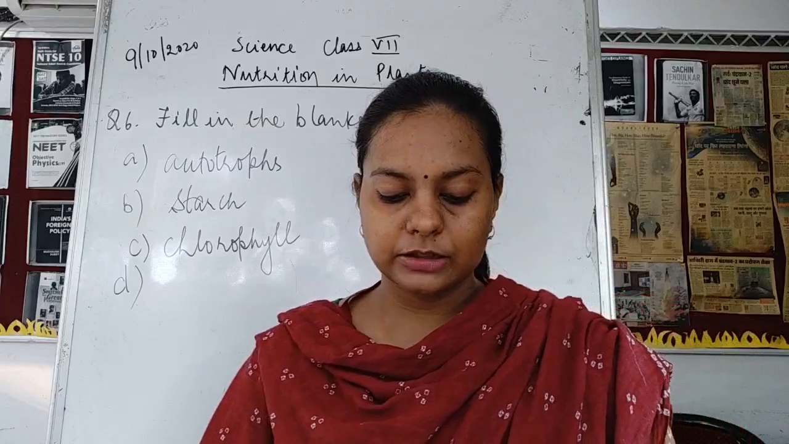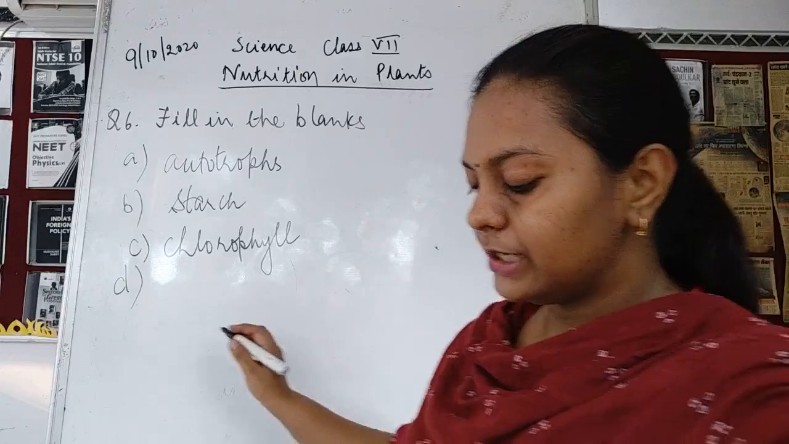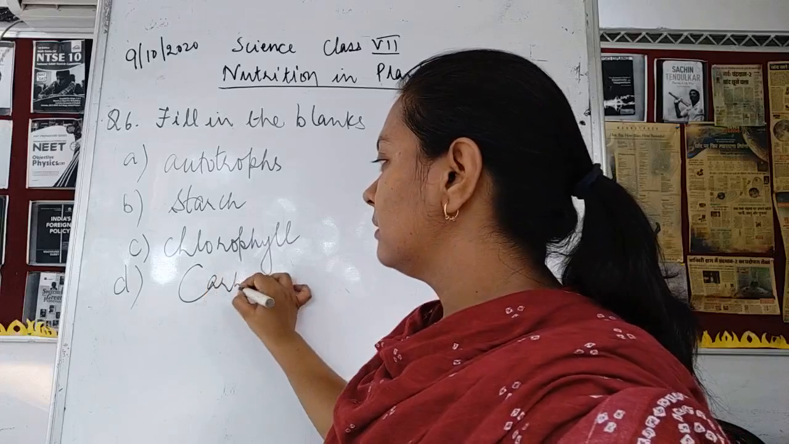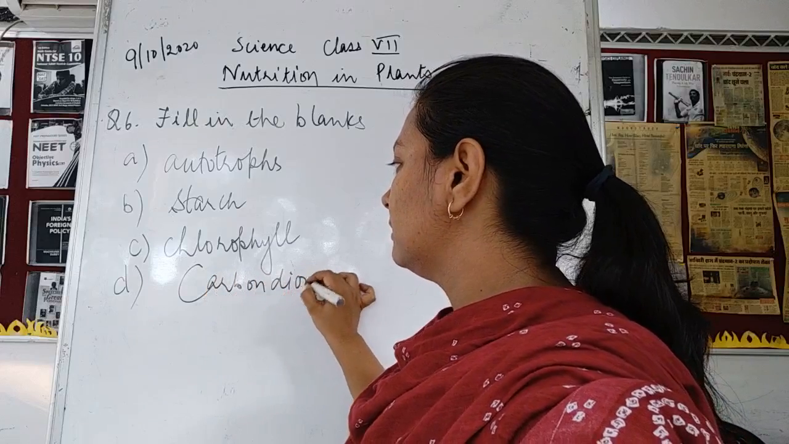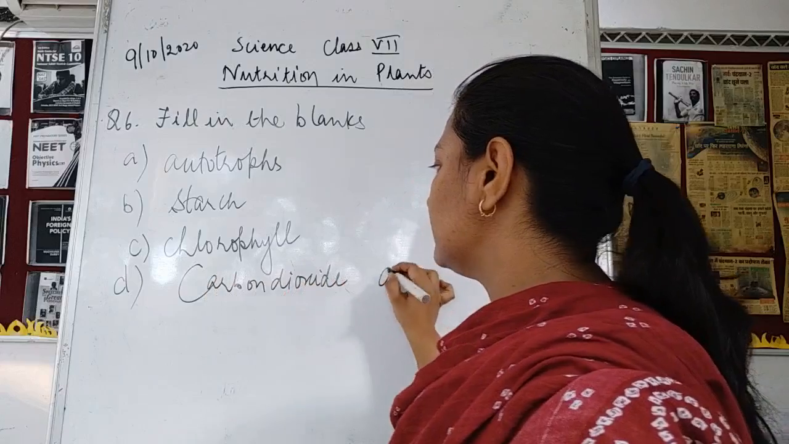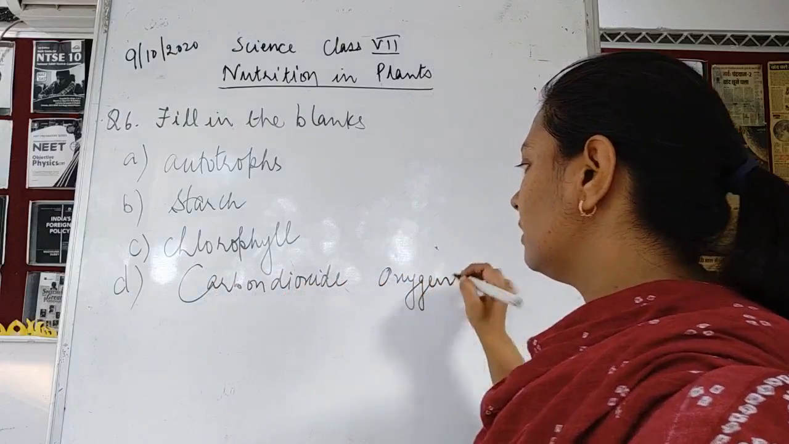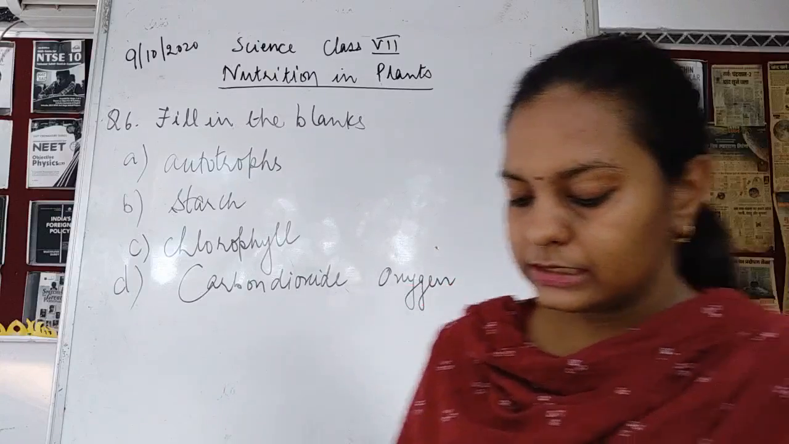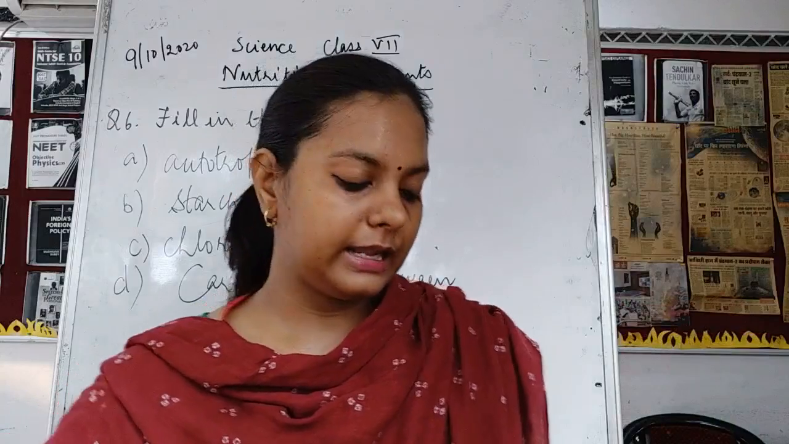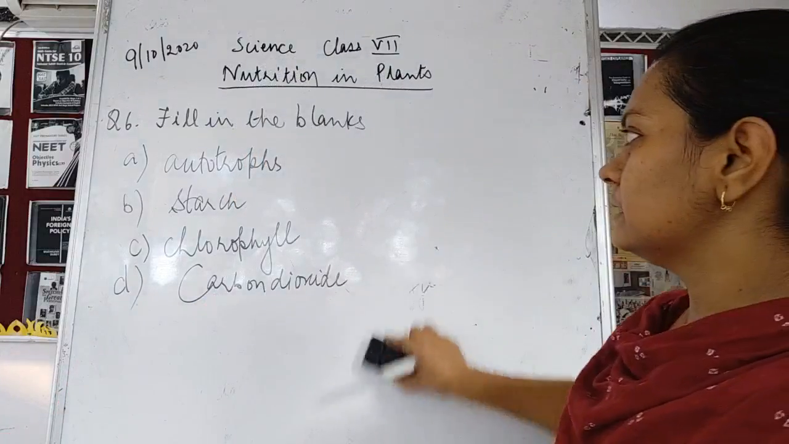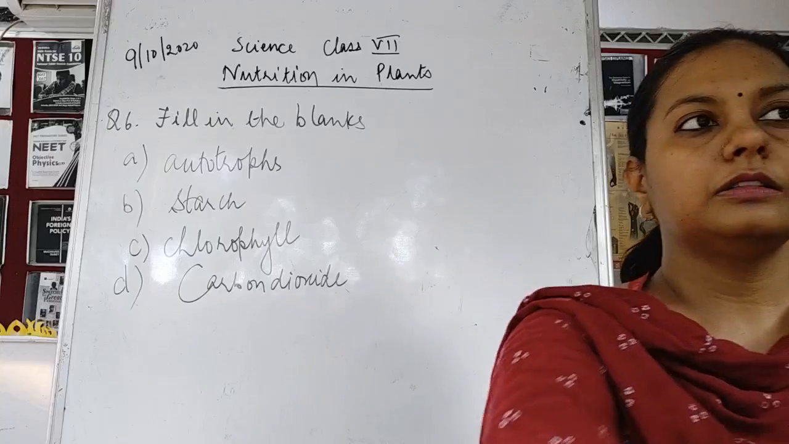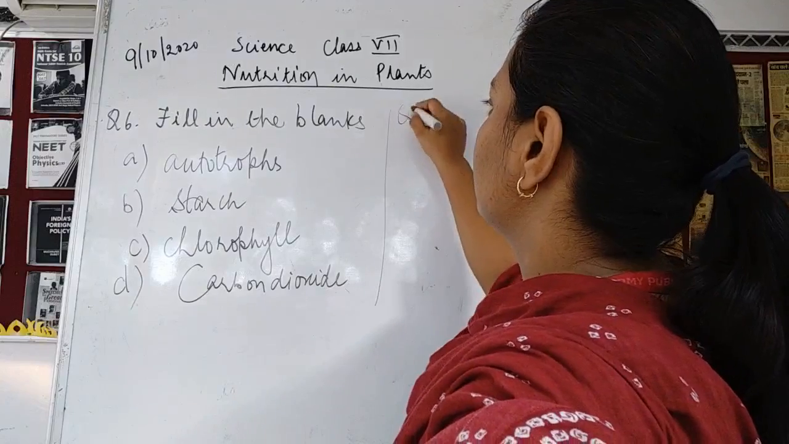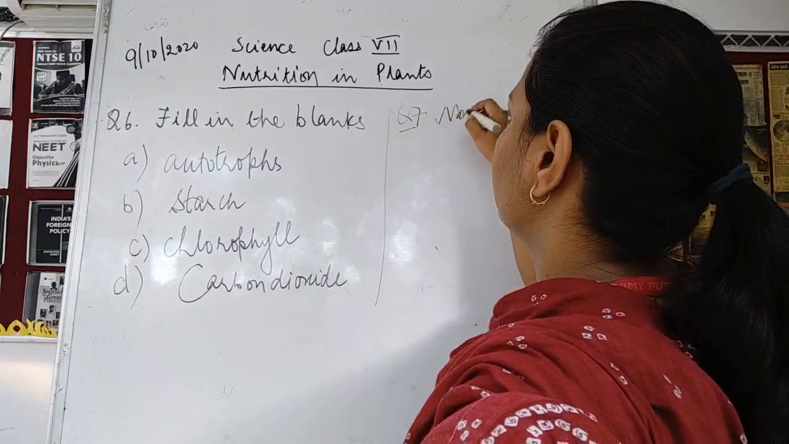Then next is, during photosynthesis, plants take up dash and release dash gas. So plants always take up carbon dioxide and release oxygen gas. Okay, so this is about D. Then with this, your fill in the blanks is over, and the next question is question number 7, which is name the following. Okay, again this is very easy. Question number 7, name the following.